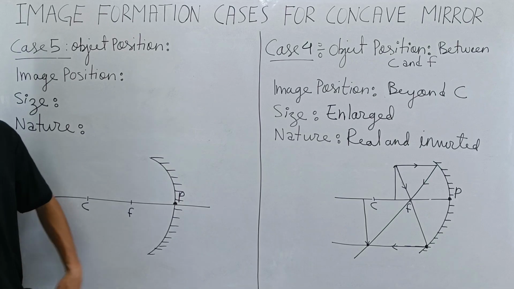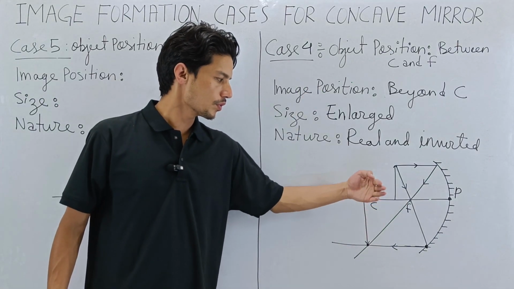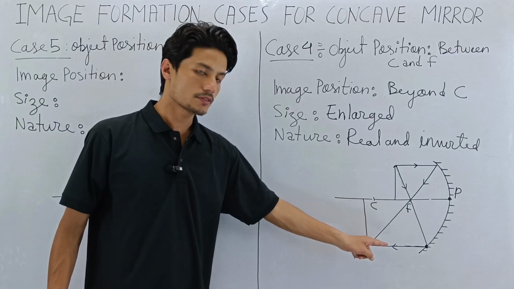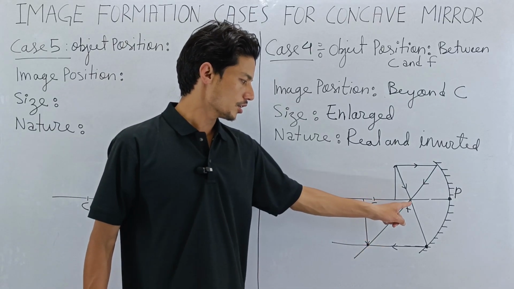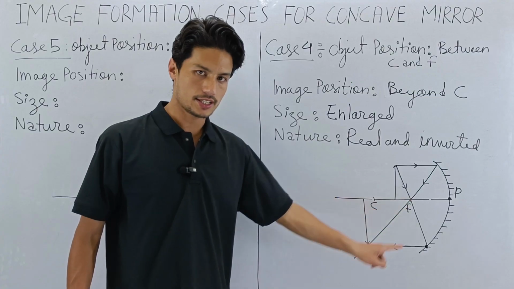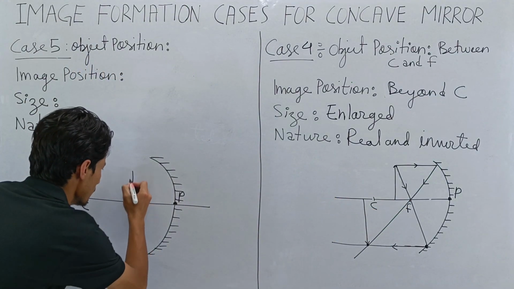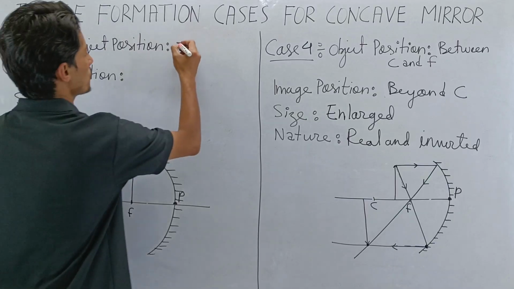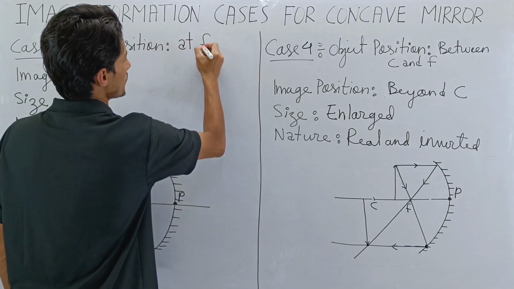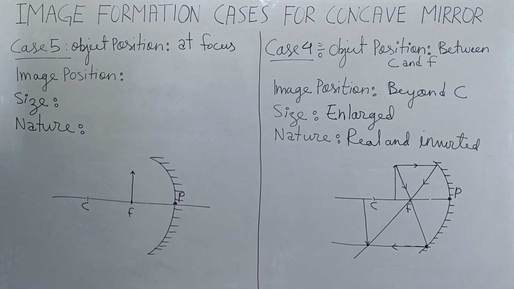Now where will the object be? In case 4 the object was between C and F. So what will be the next possible position of the object? It will be, yes, at F. So the object will now be at F. Let's draw the object here at F. So object position at F, which is at focus. So let's draw two rays.